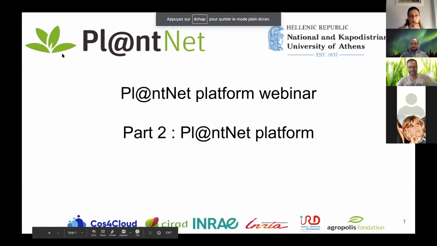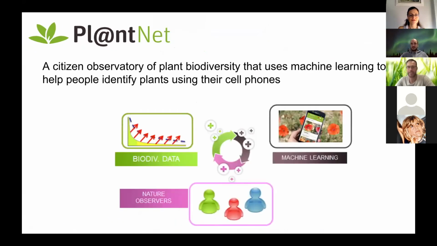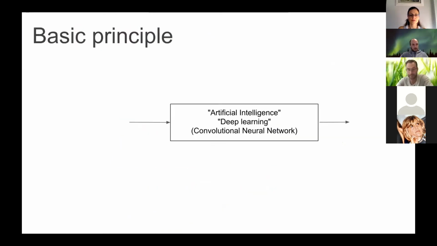Sorry for that. So good morning, everybody, and thank you, Pierre, for the botanical introduction. And I will now present you more the PlantNet platform. PlantNet is a citizen observatory that is dedicated to the monitoring of all this plant biodiversity that Pierre told you about. And the originality is that it relies on machine learning as a way to help people identify plants using their cell phones, and so to collect botanical data in an easy way.